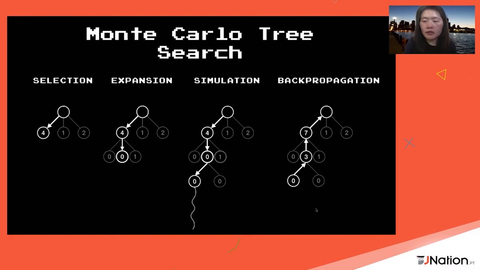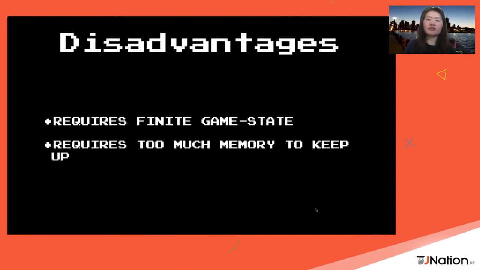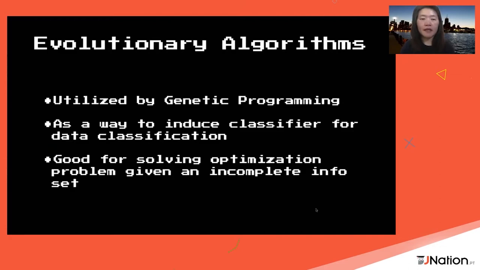So that's Monte Carlo tree search. However, with this particular tree search, as you can see, it would still require a lot of sampling in order to know if your choice is actually the best. It requires a finite game state, and it will definitely require a lot of memory in order to keep up with how much information you need to store. So what are some of the other choices of mechanisms? Let's take a look.